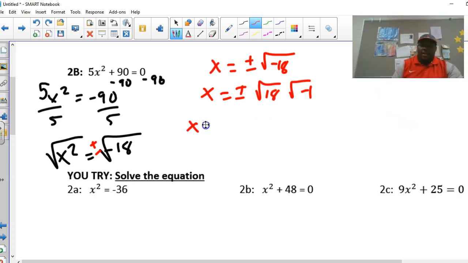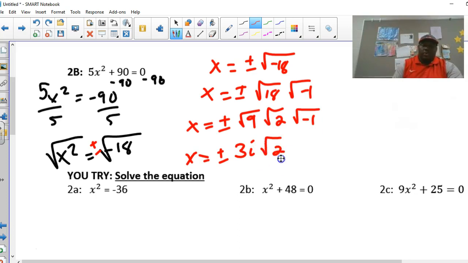All right, so I'm going to factor 18 now into 9 and 2. All right, 9 times 2 is 18. And we still have negative 1. So now I'm going to simplify, guys. I get x equals plus or minus the square root of 9 is 3. The square root of negative 1 is i. And the square root of 2 is just square root of 2, okay? So here is our answer, okay?